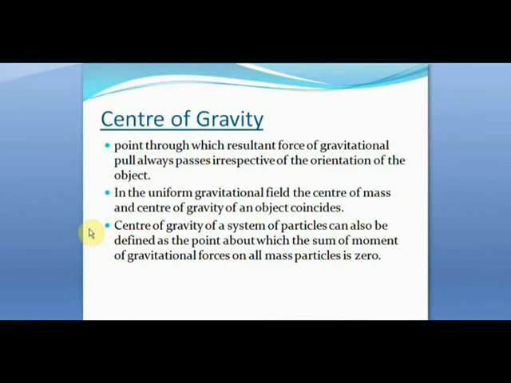Now let's define center of gravity. Center of gravity is a point through which the resultant force of gravitational pull always passes, irrespective of the orientation of the object. In a uniform gravitational field, the center of mass and center of gravity of an object always coincide. And as was the case with center of mass, center of gravity of a system of particles can also be defined as the point about which the sum of moments of gravitational forces on all mass particles is 0. So this is all about center of gravity. It is quite similar to the center of mass concept that we have discussed earlier.